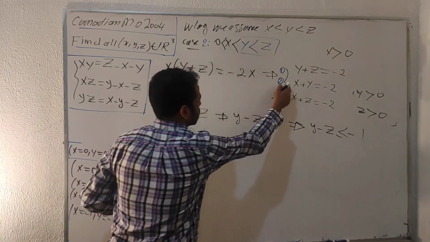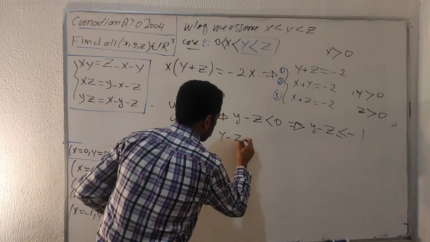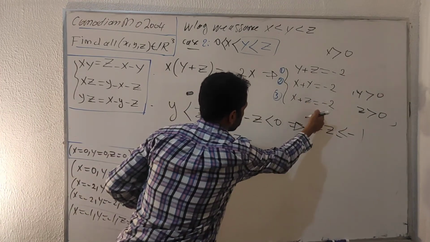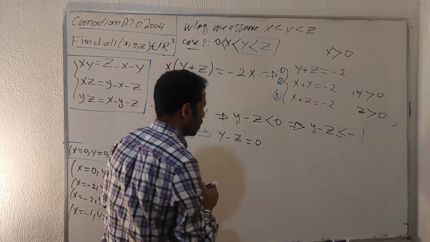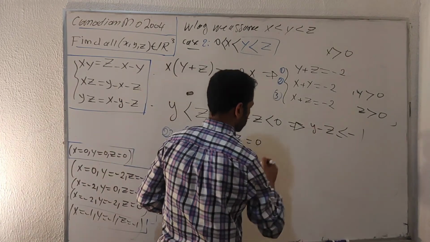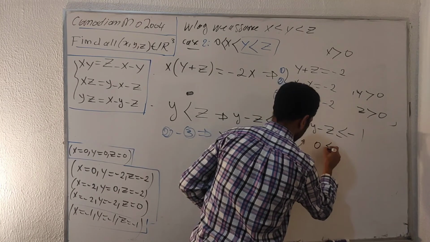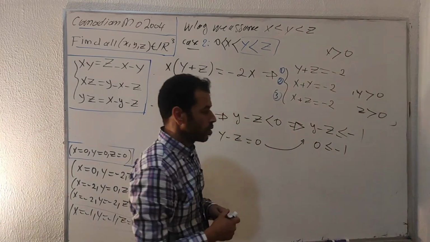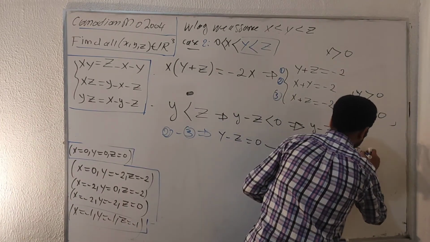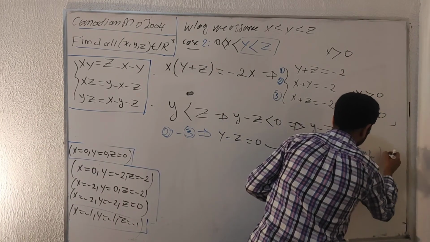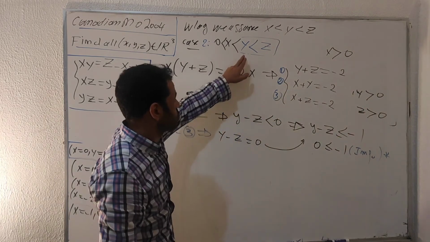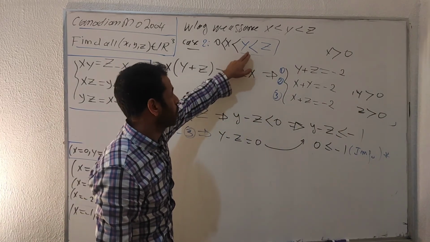So I get x eliminated. I get y minus z equals minus 2 plus 2, which is 0. Let's replace this one with 0 and stick it here. I get 0 is inferior or equal to minus 1. This one is impossible, which means you have no solutions when y is strictly inferior than z.